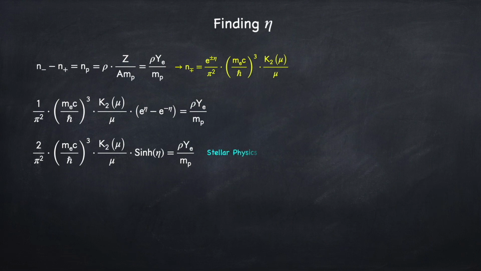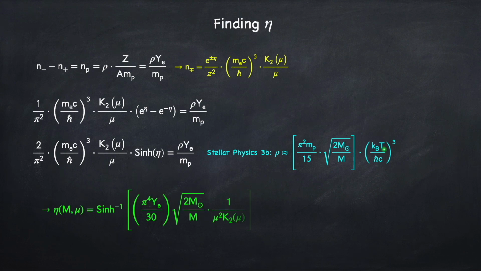In Stellar Physics 3b, we found a relationship between the density and the temperature. This wasn't exactly the relationship. It depended on beta, which if you recall was the fractional gas pressure. But if we assume that beta is small, that expression reduces to this one. So now, all we've got to do is solve for eta, after plugging in rho equals this expression. And remember that the temperature is proportional to 1 over mu, because mu is the mass divided by the temperature. So now we have eta as a function of the mass of the star and mu, essentially meaning we have it as a function of mass and temperature.